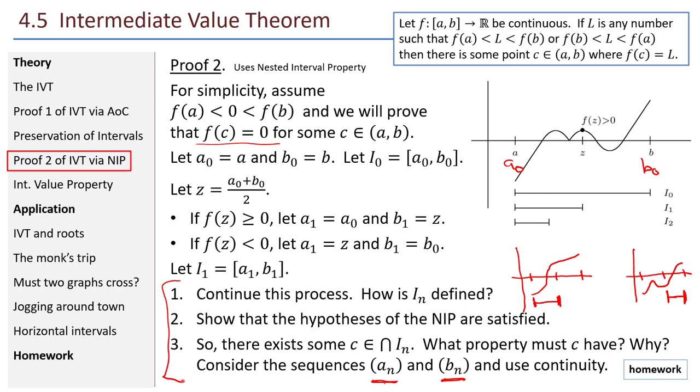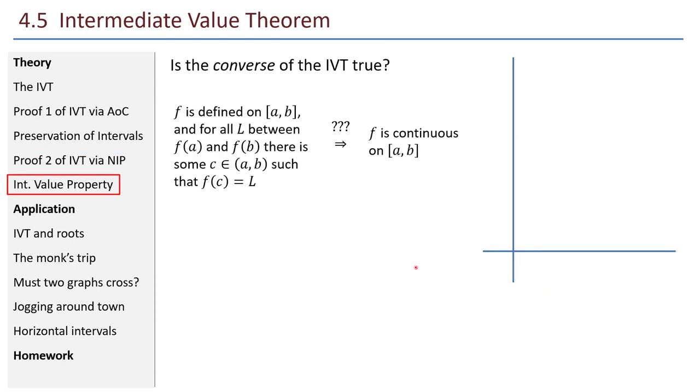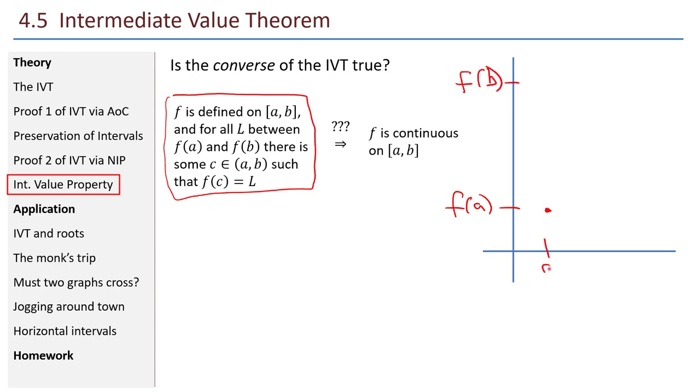Okay, moving on. Is the converse of the intermediate value theorem true? In other words, if f is defined on a closed interval from a to b, and if it happens that for all L between f of a and f of b, there's some a, there's some b. For all L, it happens that there really is some c, so that f of c equals L. Does this imply that f is continuous on the closed interval from a to b?